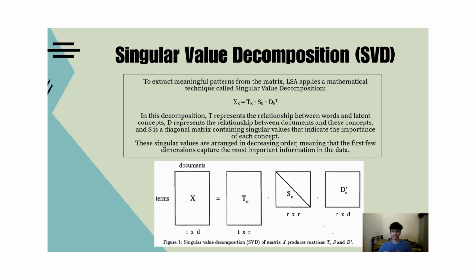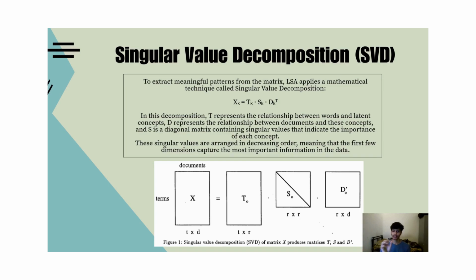The matrix T represents the relationship between terms and latent concepts. Each column in T corresponds to a hidden semantic dimension. These are not directly observable but are learned from patterns in the data. The matrix S is a diagonal matrix containing singular values. These values are extremely important because they indicate the strength or importance of each latent dimension. Larger values correspond to more significant patterns in the data.